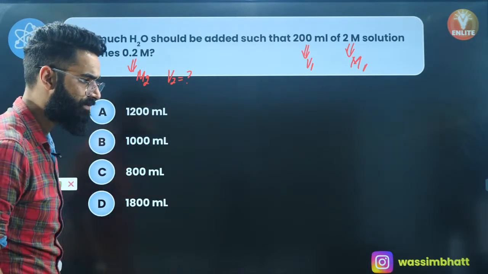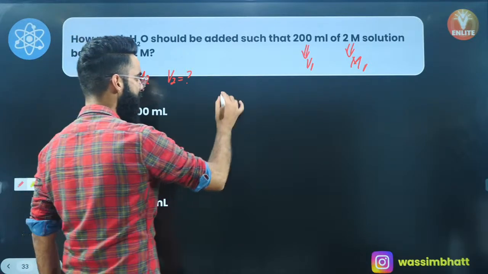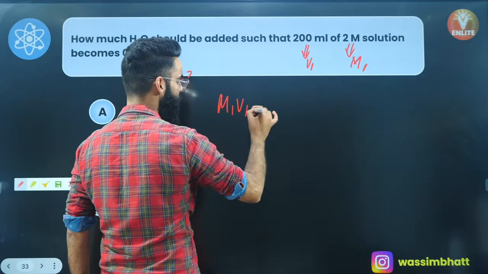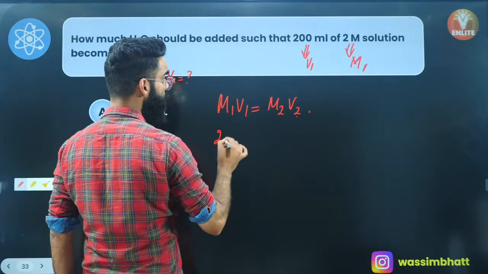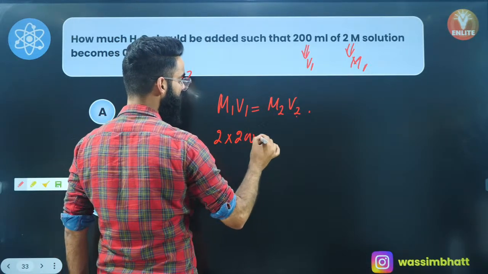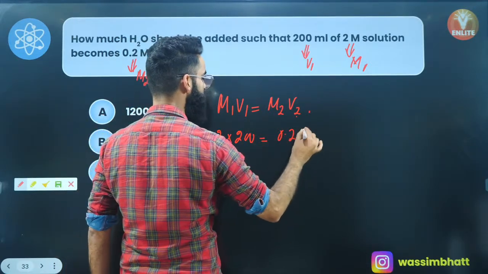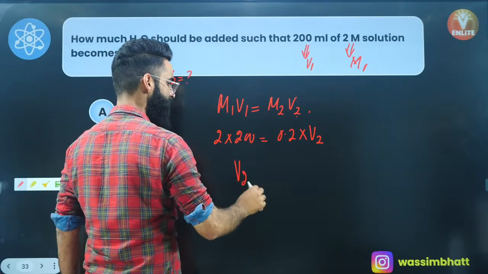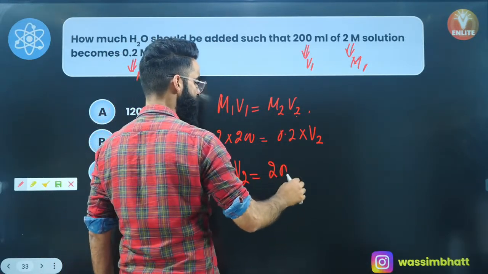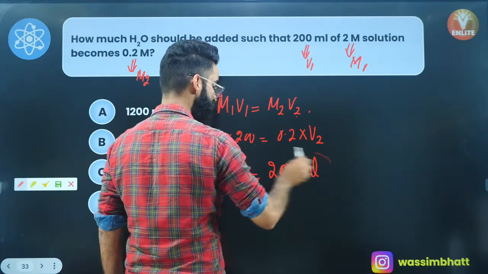So I'll be simply using the dilution formula. As far as your dilution formula is concerned, M1V1 is just M2V2. Well, M1 value is given to me as 2, V1 value is 200 ml, M2 value is given to me as 0.2. So from here you'll be calculating the final volume of the solution. When you solve it, it will come out to be 2000 milliliters. This is the final volume of the solution.